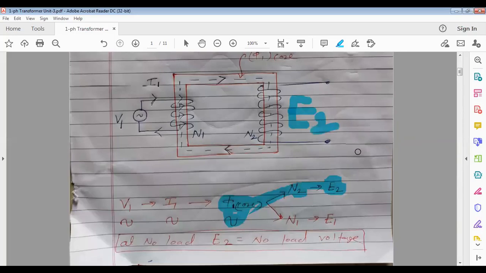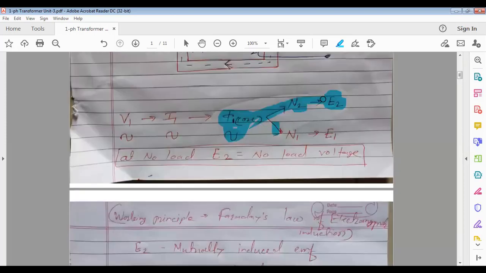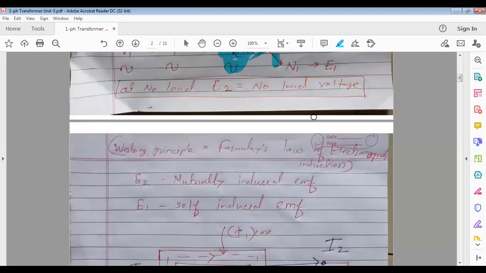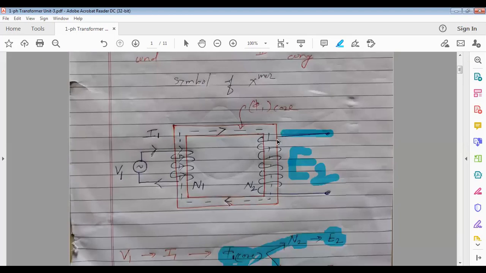Here, E2. Same flux comes in contact. Now E2 gets induced here in secondary winding. Secondary circuit here is open. No load is connected across it. You can say transformer is on no load. Okay. So secondary is open here.